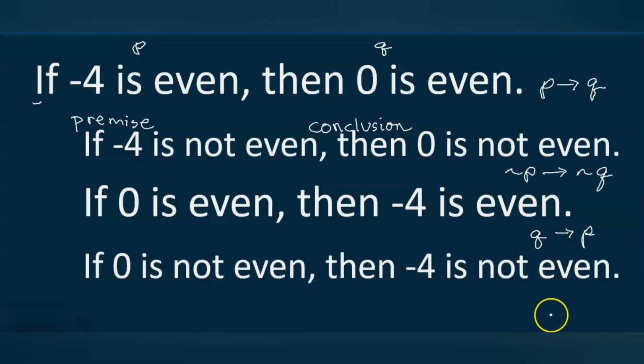The next sentence is, if 0 is not even, then -4 is not even. I simply use the negation of Q as the premise and the negation of P as the conclusion. In symbols, we write not Q implies not P. From P implies Q, we now have not P implies not Q, Q implies P, and not Q implies not P. Which of these three is equivalent to P implies Q? Let's find out.